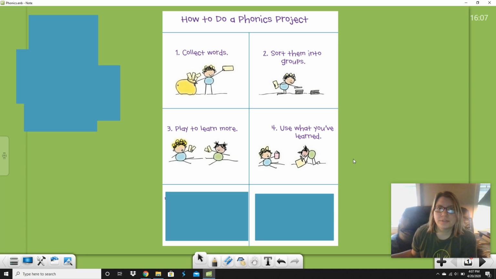Hi, boys and girls. Welcome to day two of our phonics project about the letter E, right? So we have been talking about the vowel E and how E has two sounds. You can have it say eh or E. And yesterday we did step one and step two. We collected our words and we sorted them into groups. Let's go look at our groups.